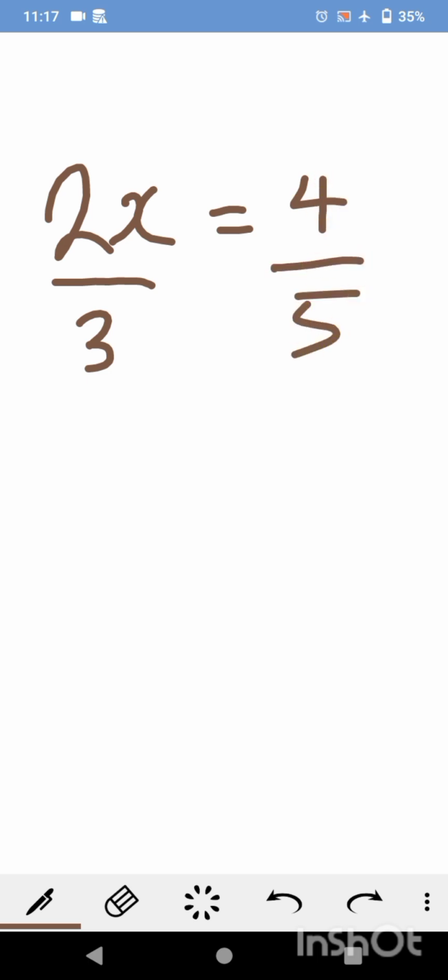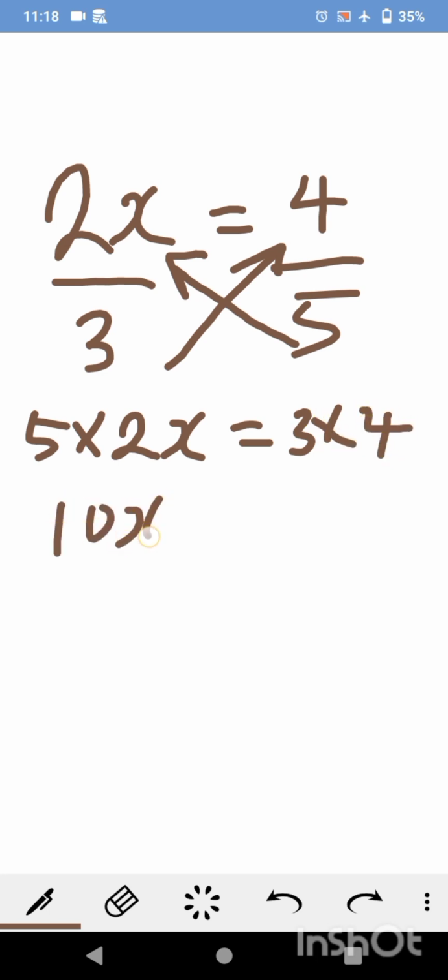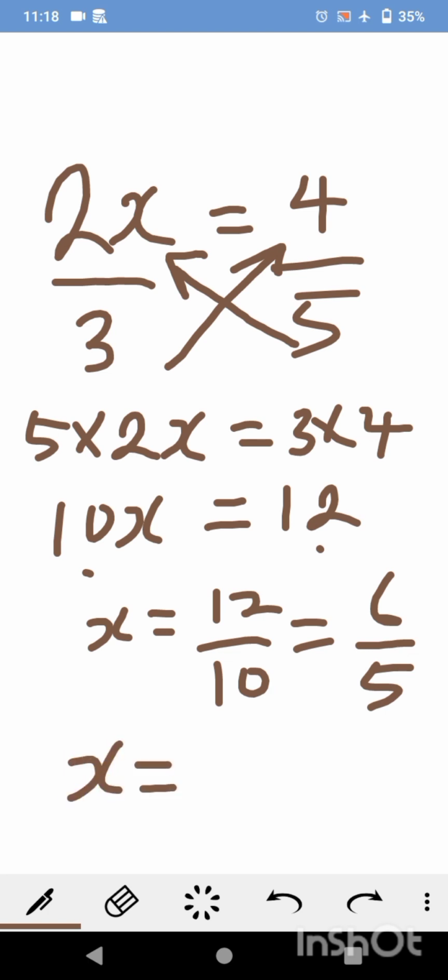Alright, in this case, like we did before, the variable has to be on the left, so we have 5 times 2x equals 3 times 4. This will give us 10x equals 12. Divide both sides by 10. You have 12 over 10, which is reduced to 6 over 5. And in mixed form, that will be 1 and 1 over 5. Alright, let's look at another example.